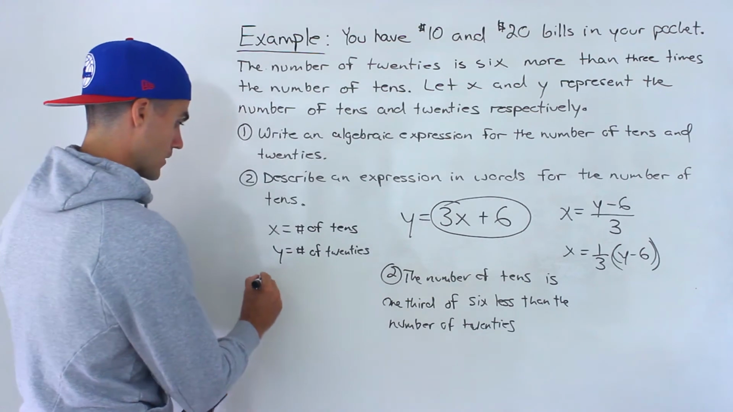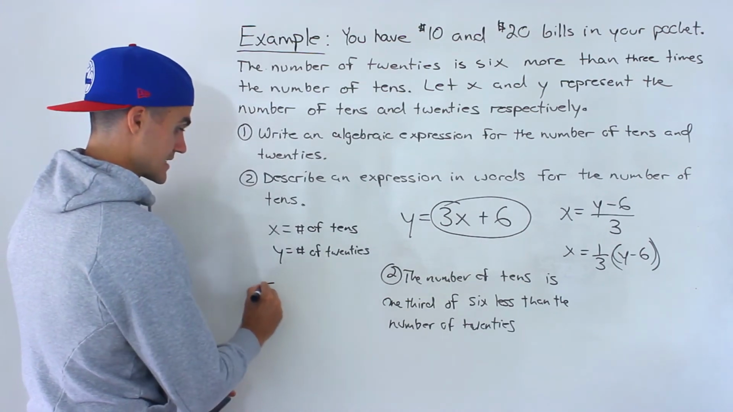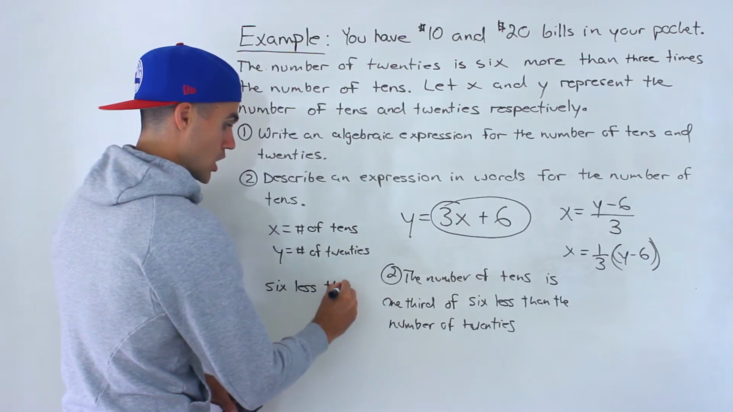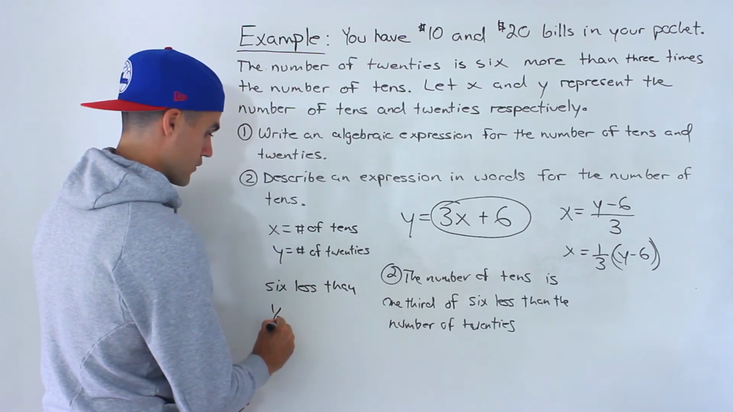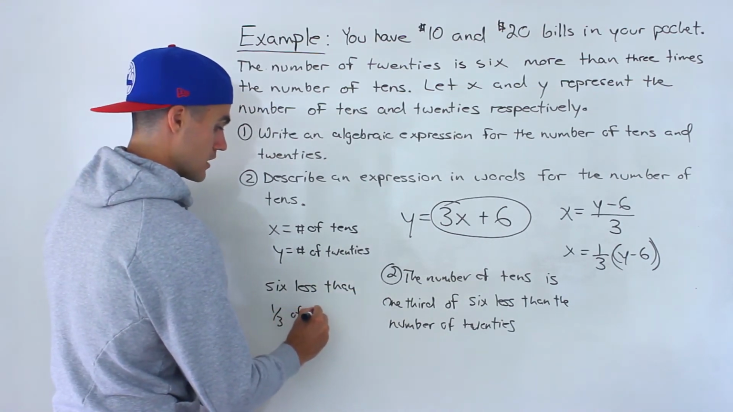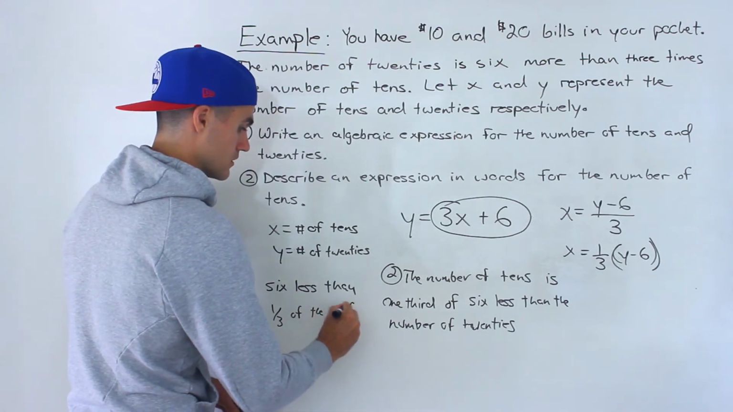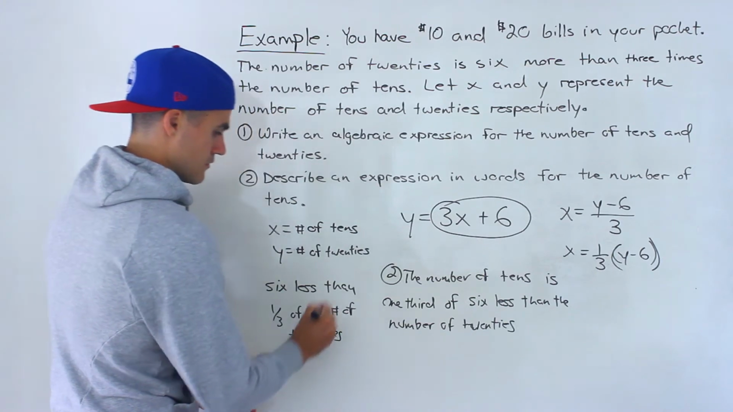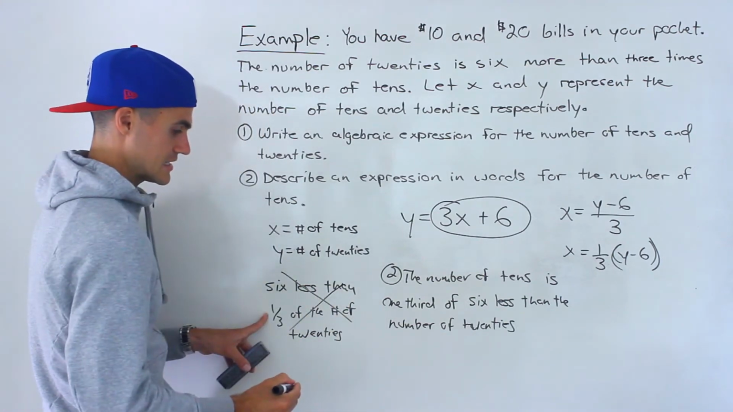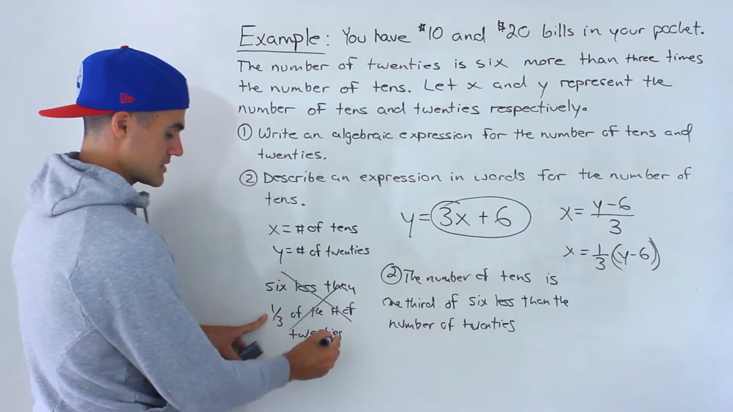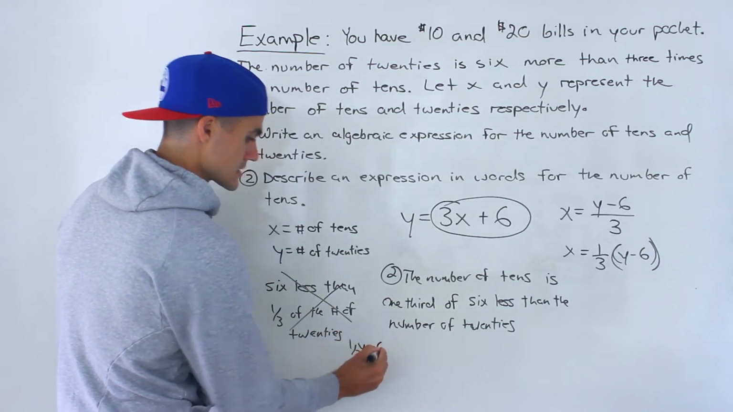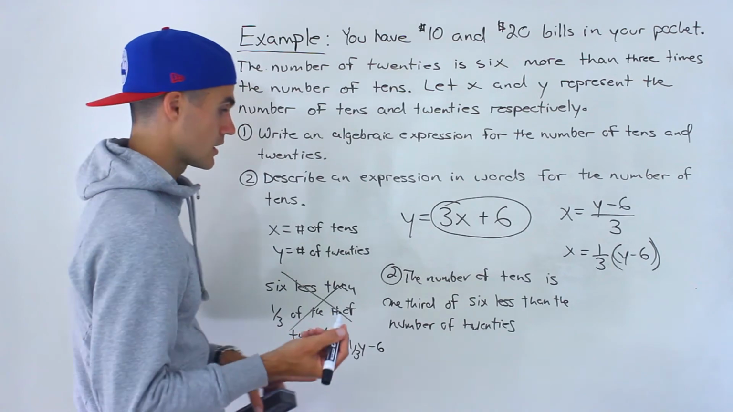You don't want to write the number of 10s is 6 less than 1/3 of the number of 20s. This here would be wrong. Because this here, if we put this as an expression, it would be 1 over 3 y minus 6. But it's actually not that, right?